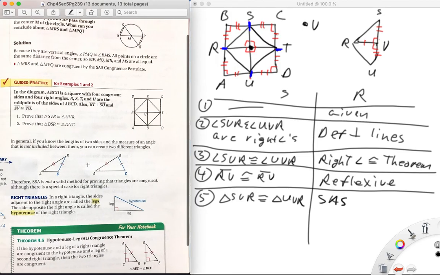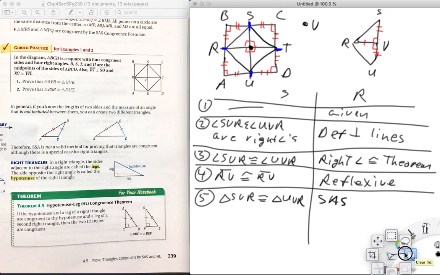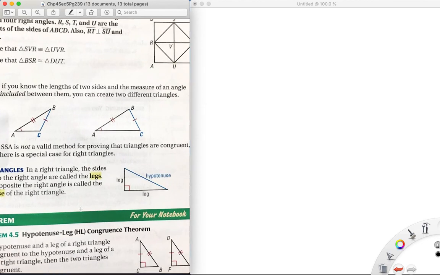Okay, so we have another one, called hypotenuse leg, but they talk about included and not included. So this A and A here is not included because it's not in between the two congruent corresponding sides. So we talked about that. And now we have hypotenuse leg. This is only for right triangles.